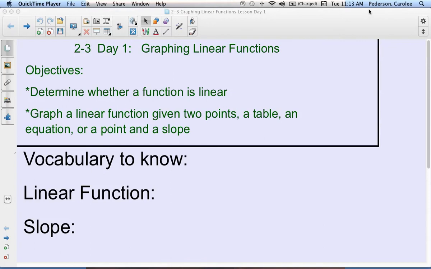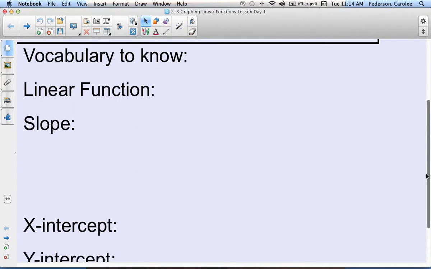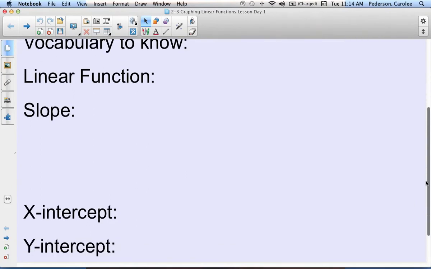This topic is the introduction to graphing linear functions. Here are some vocabulary for you to know. The first vocabulary is a linear function. If you can just focus on the word linear, what you're going to see are graphs that are lines. We'll get more into what functions are later.